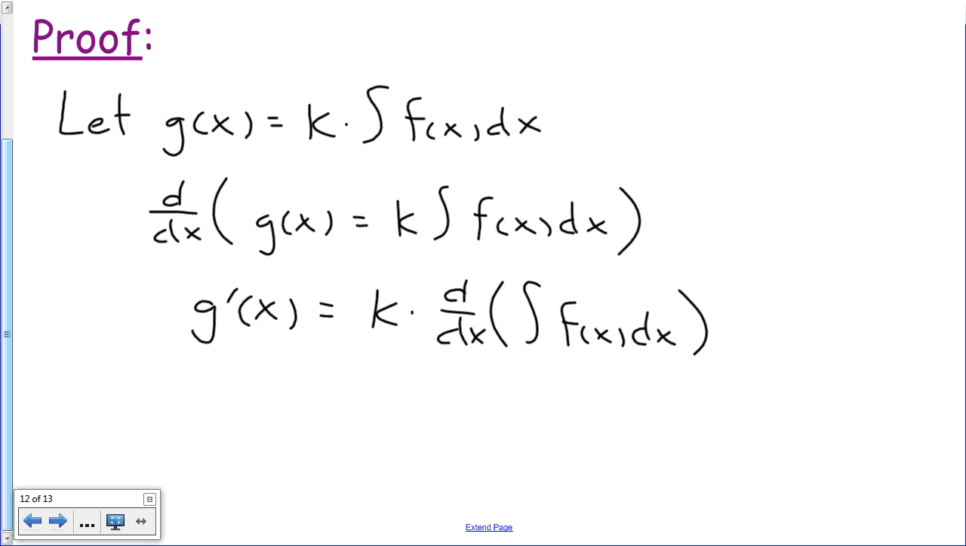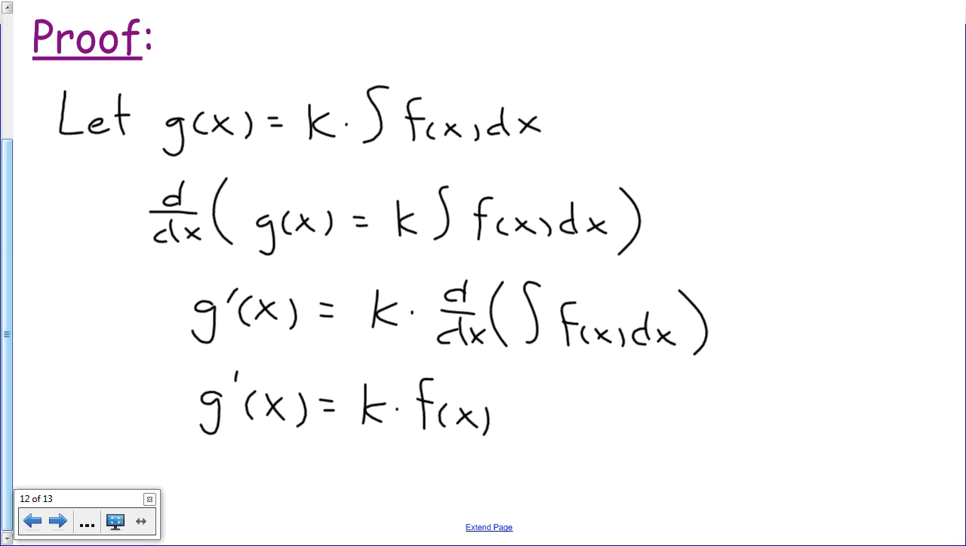If you look closely at what I have there, the derivative of the antiderivative of f of x, if you go back to the formal definition of an indefinite integral, it turns out that if you take a function, find its antiderivative, and then follow that up by finding the derivative of that, you basically end up with the same thing you started with. So in other words, g prime of x is equal to k times f of x, is what we have over here on the right.